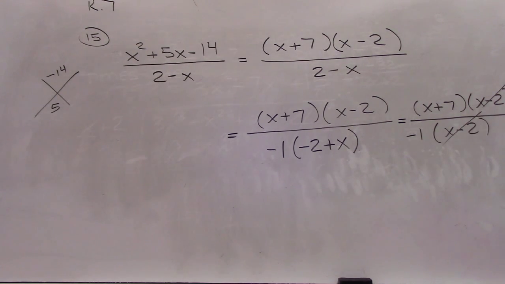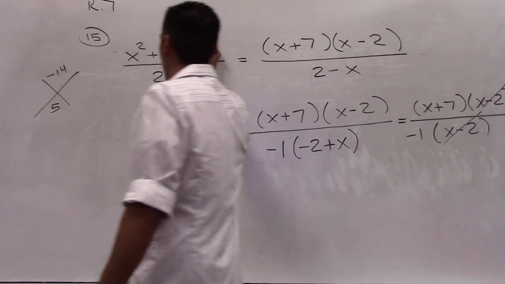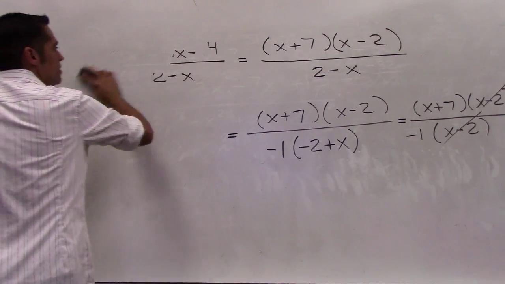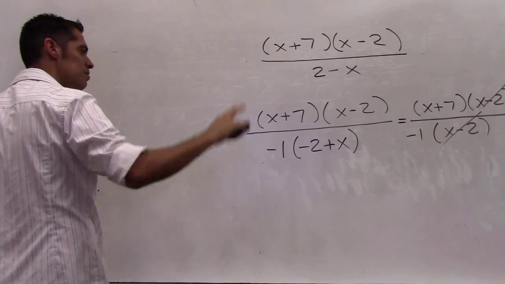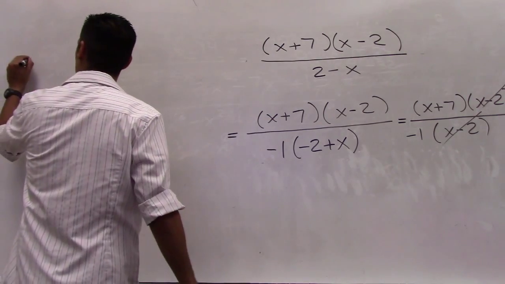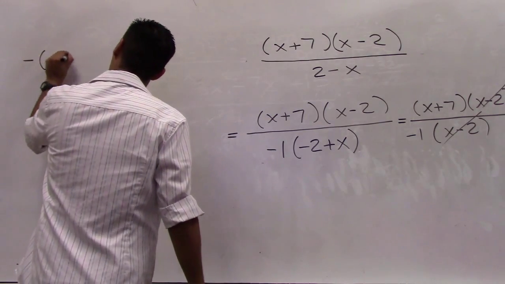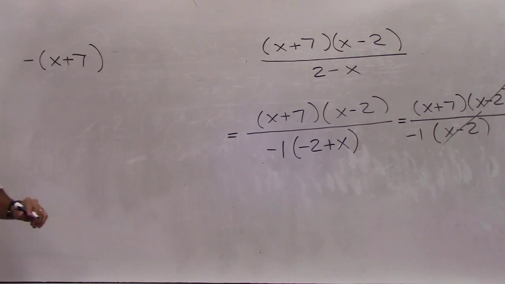But I still have a negative on the bottom, don't I? So I should probably write my answer like this. It makes no sense to put that over negative 1. So how about just put the negative on top? Isn't that the same thing? Yes, sir. Okay. That's our answer.